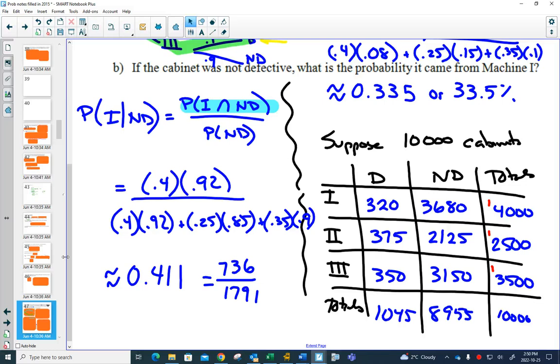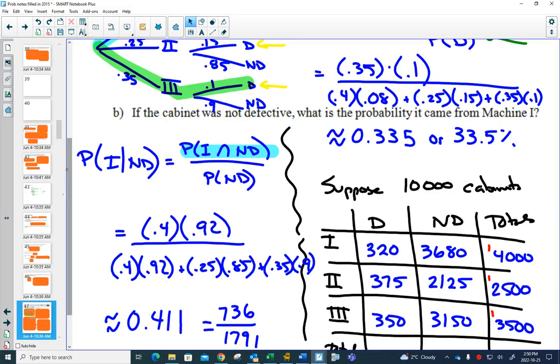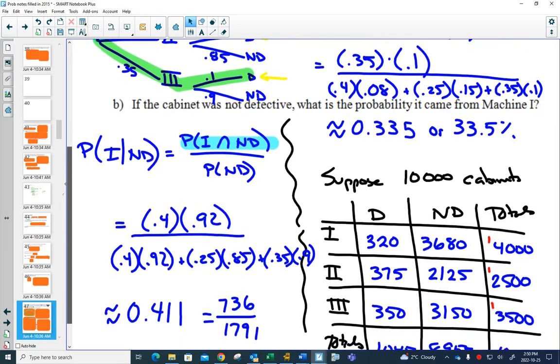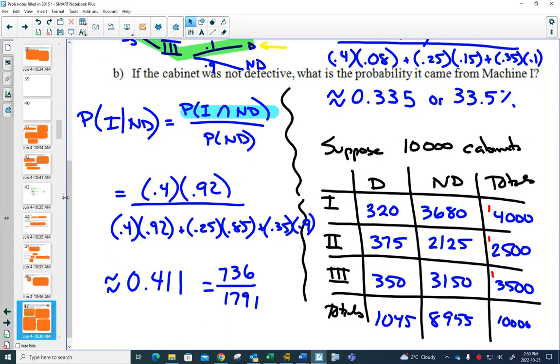And what was our first question? Our first question was, if it's defective, find the probability it came out of machine 3. So using the chart, I'm told it's defective. What's my total going to be out of? 1,045. That's my condition. It reduced how many I'm looking at.